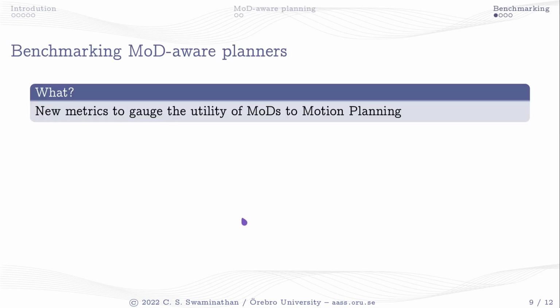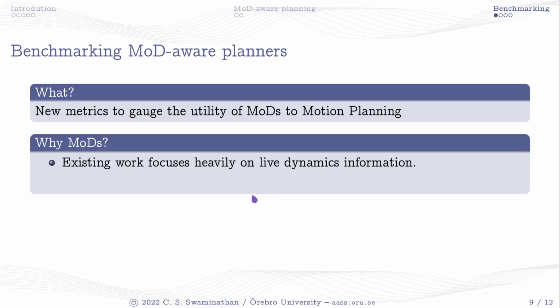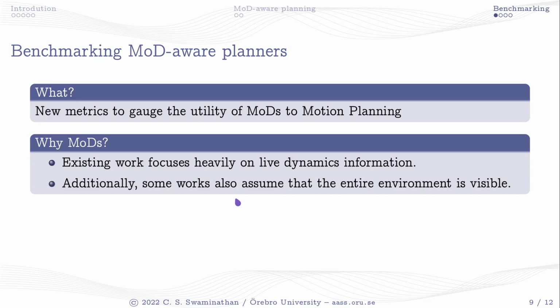And why do we need benchmarking? Why new metrics? So new metrics to gauge the utility of MODs to motion planning is what we present in this paper. Why MODs? Because existing work focuses heavily on live dynamics information, and sometimes they also assume that the entire environment is visible to the robot, which might not work out if you want to introduce a robot in an infrastructure-free environment, that is, an environment that does not have the infrastructure that the robot might assume that it needs.